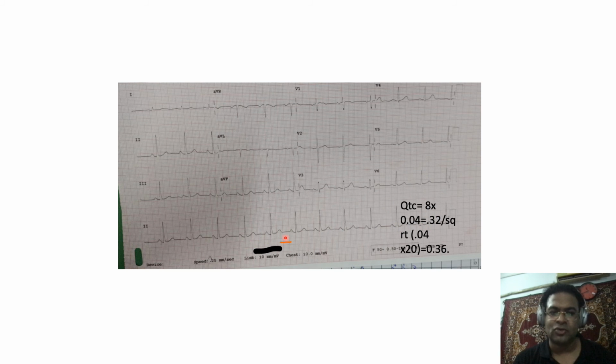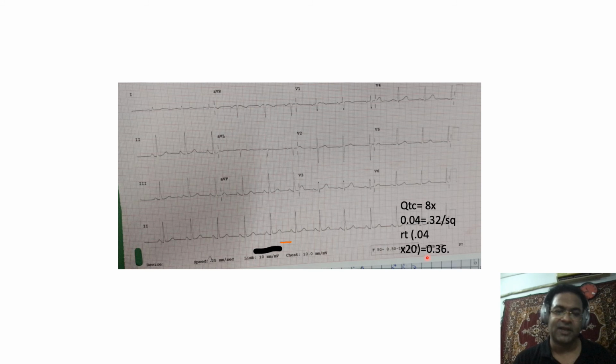Remember, between the two RRs, there are 20 small squares. That is nothing but 4 large squares. 4 into 5, 20. Each small square is nothing but 0.04 seconds. You can whip out your calculators. 0.04 into 20 is nothing but 0.8. Square root of 0.8 is approximately 0.89. 0.32 divided by 0.89 is 0.36.